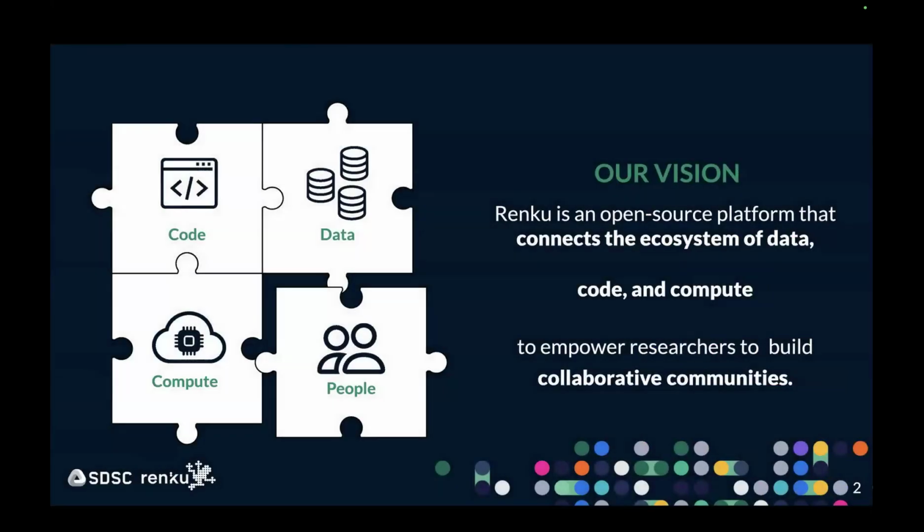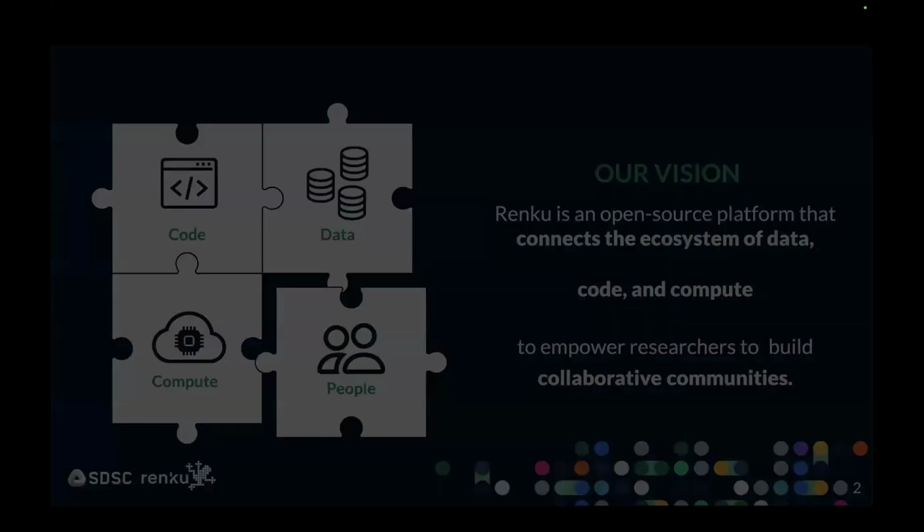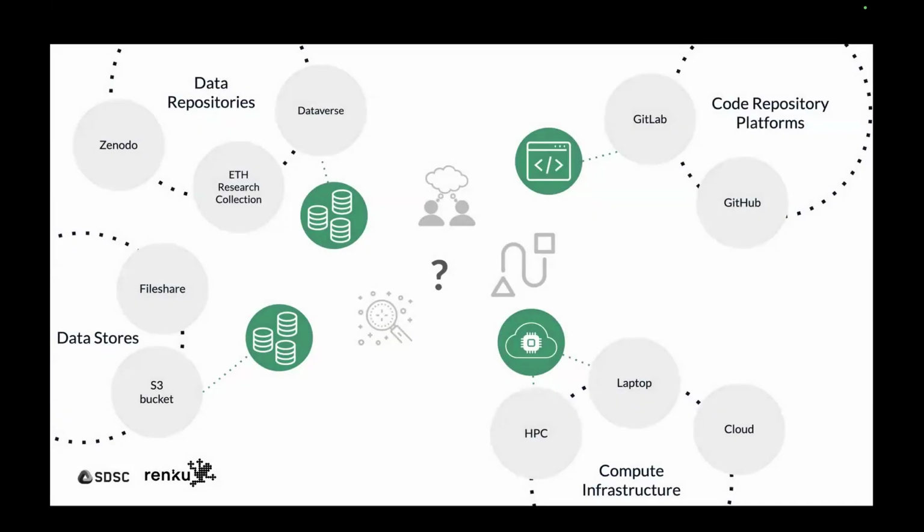Renku is an open source platform that connects the ecosystem of code, data, and compute resources to empower researchers to build collaborative communities. And precisely the unique feature of Renku is the fact that we bring together all these elements smoothly so we can have reproducible environments and make collaboration across groups and individual research projects very easy. The motivation behind our platform is the fact that in research, the ecosystem is very heterogeneous.